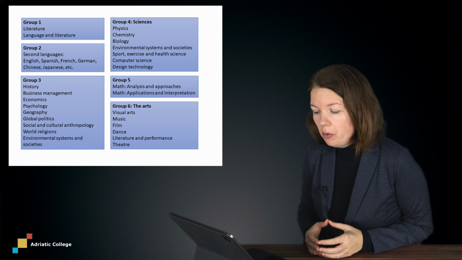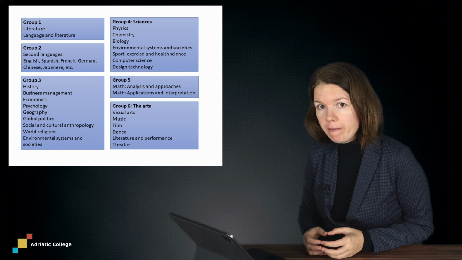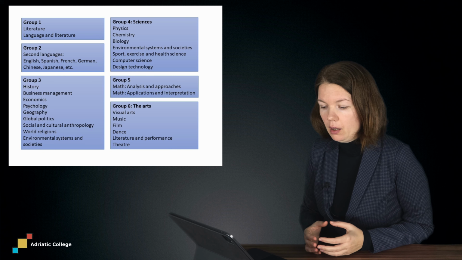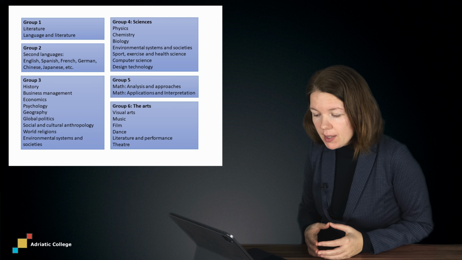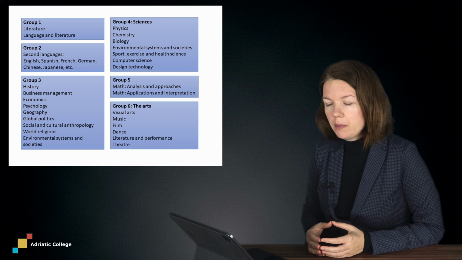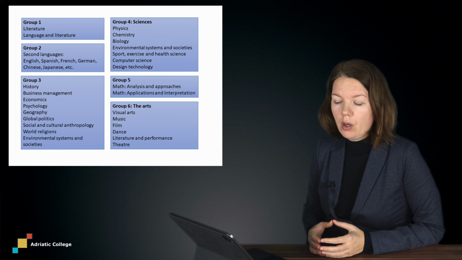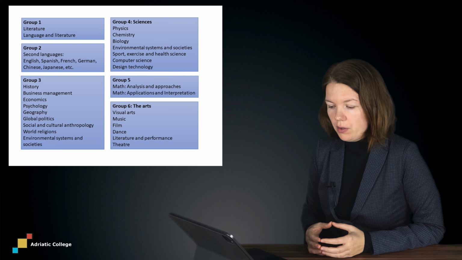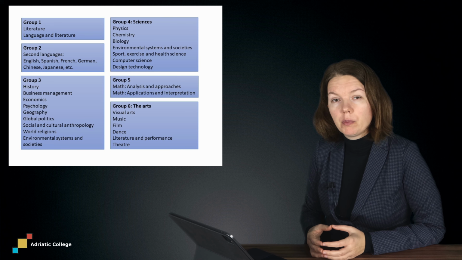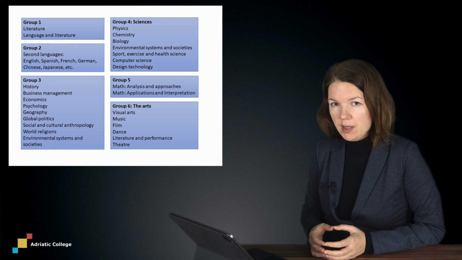The subject group 4, this is about natural sciences, and it includes biology, physics, chemistry, what else? Computer science is also here in this group, despite the fact that it differs from the rest, but still, maybe this is because the subject was introduced a bit later than this subject group classification was established, and that was the most acceptable fit. Another interesting subject here is ESS, or Environmental Systems and Societies.